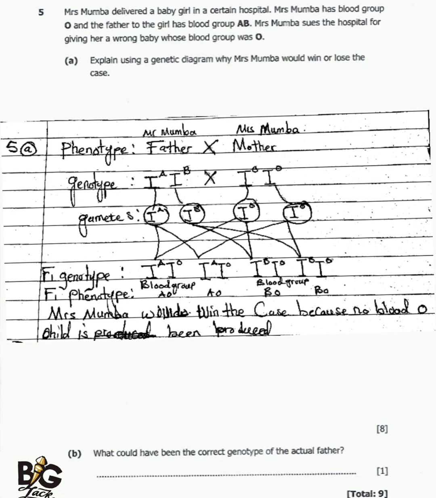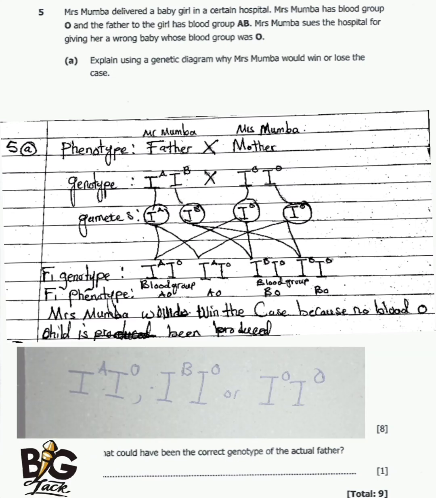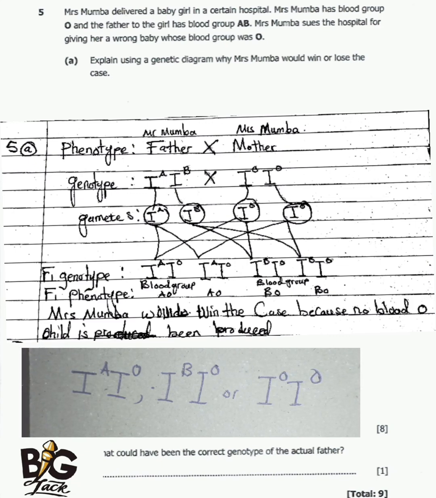So now, for this child which is having blood group O to be produced, which means the father is going to have heterozygous blood group A, or we can say heterozygous blood group B, or the father is going to be homozygous blood group O recessive. Let me repeat on this part here.